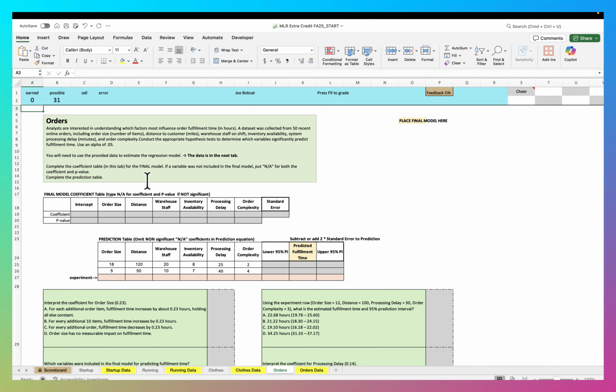So good luck with those two problems. If you run into trouble, then please send your Excel sheet or Excel workbook to your professor, indicating what you're having difficulty with, and we will try to help you and give you feedback.